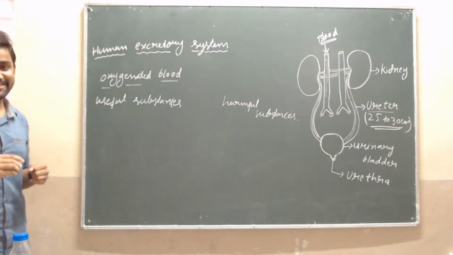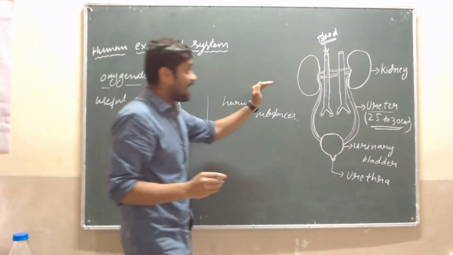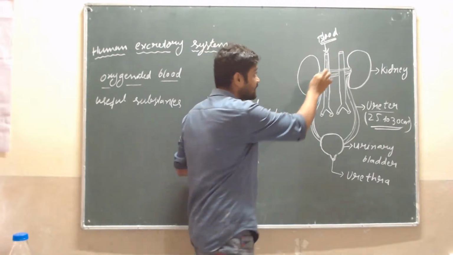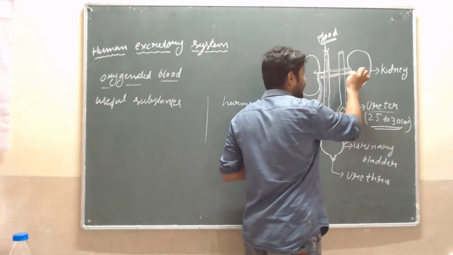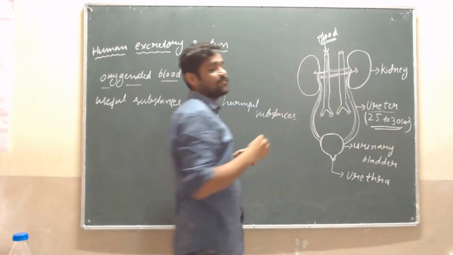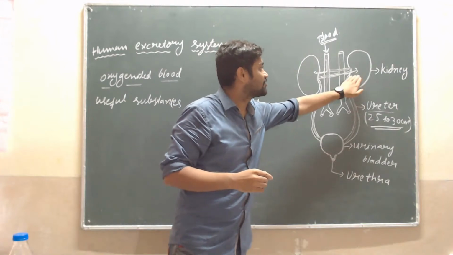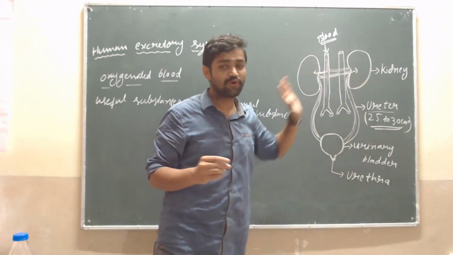Useful substances as well as harmful substances enter into both the kidneys. See here, it enters into both the kidneys, and through this it enters into the other kidney. This oxygenated blood enters into both the kidneys.